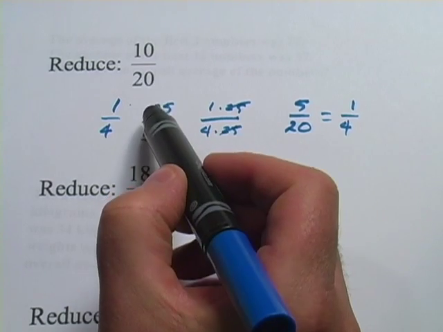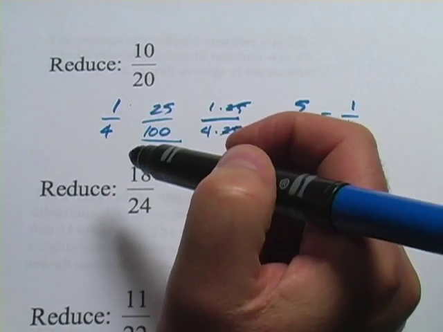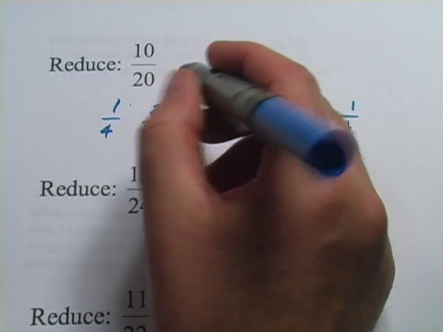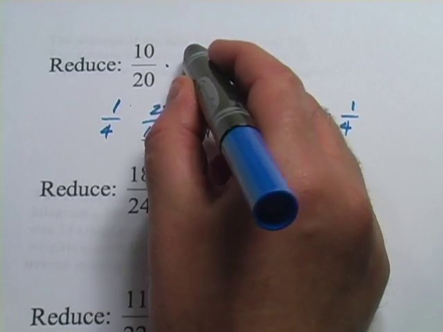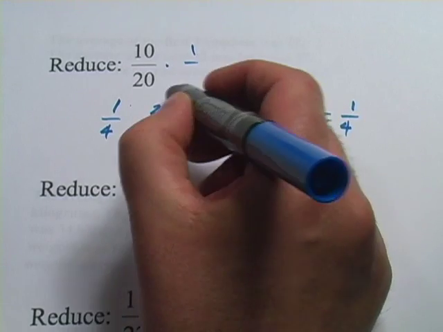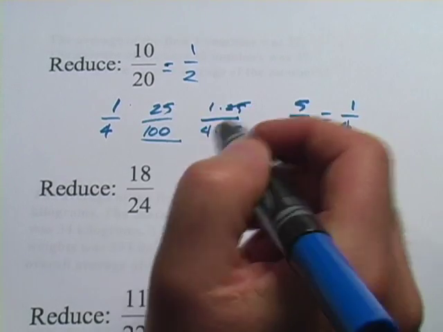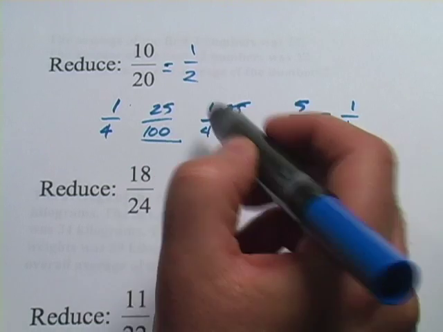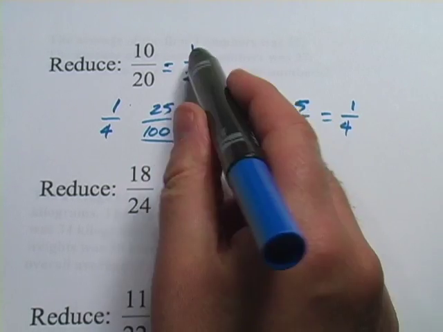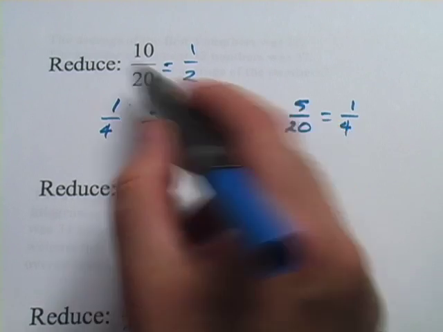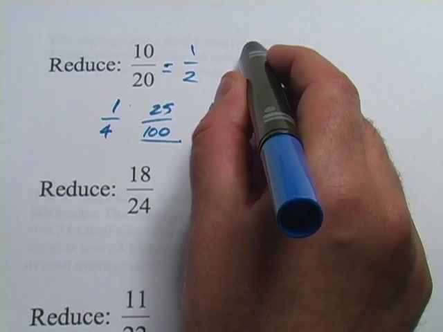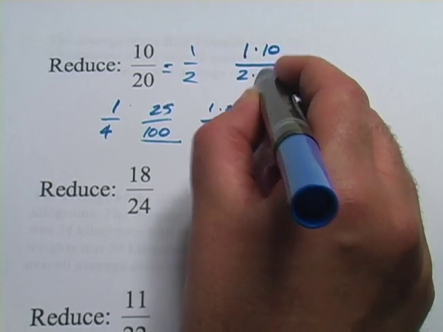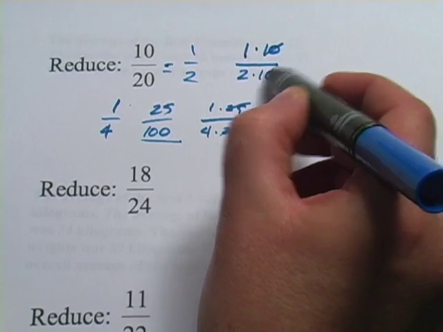Let's try this with the first problem, 10 over 20. I could divide both of those by 10. And if I do that, 10 divided by 10 equals 1, 20 divided by 10 equals 2, and I get 1/2, which is as far as I can go. I can't get any smaller than 1/2. Another way to think about that one is that 10 is 1 times 10, and 20 is 2 times 10, and we just canceled the 10s.